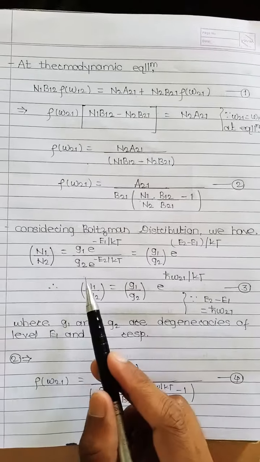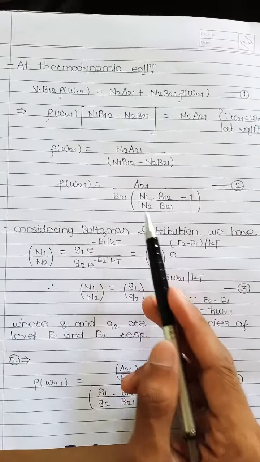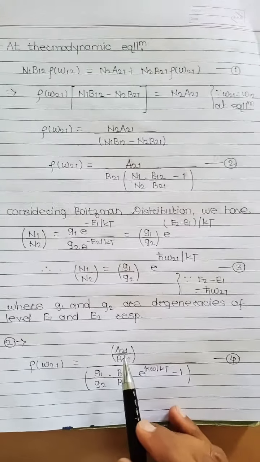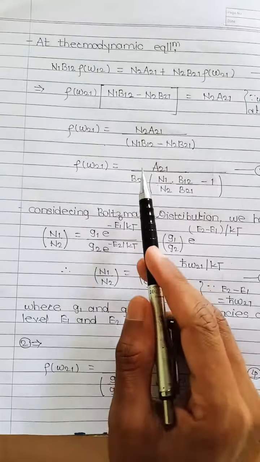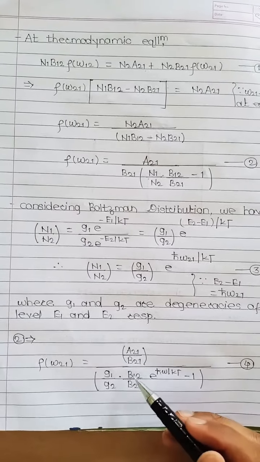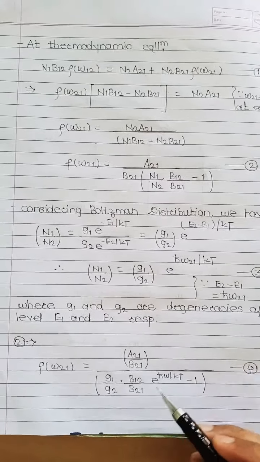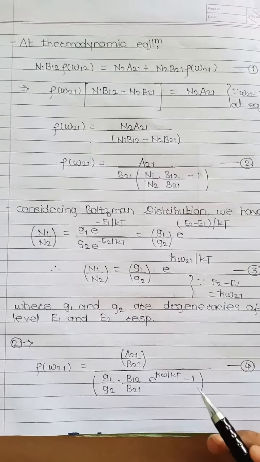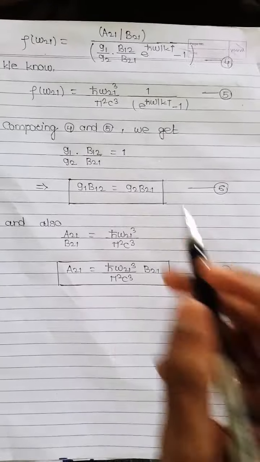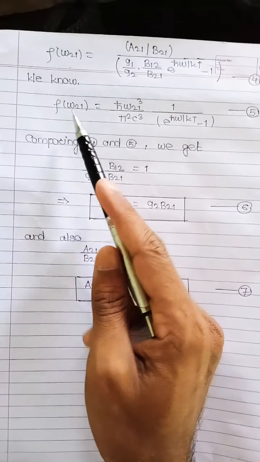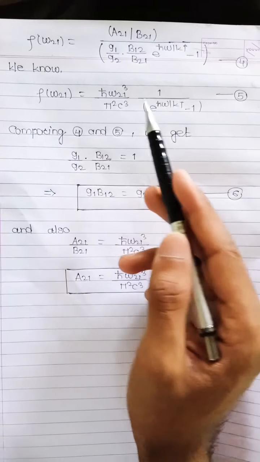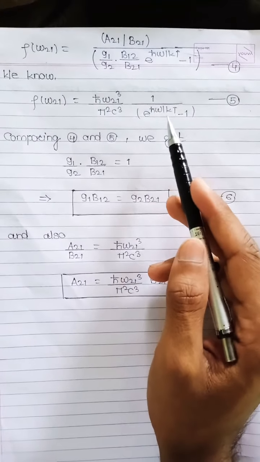Now putting the value of N1 by N2 in this equation, equation number 2 becomes rho omega 21 is equal to A21 upon B21 divided by g1 upon g2 into B12 upon B21, into e raised to h cross omega by kT minus 1. This is equation number 4. But we know Planck's law, which is rho omega 21 is equal to h cross omega 21 cube upon pi square c cube into 1 upon e raised to h cross omega by kT minus 1.